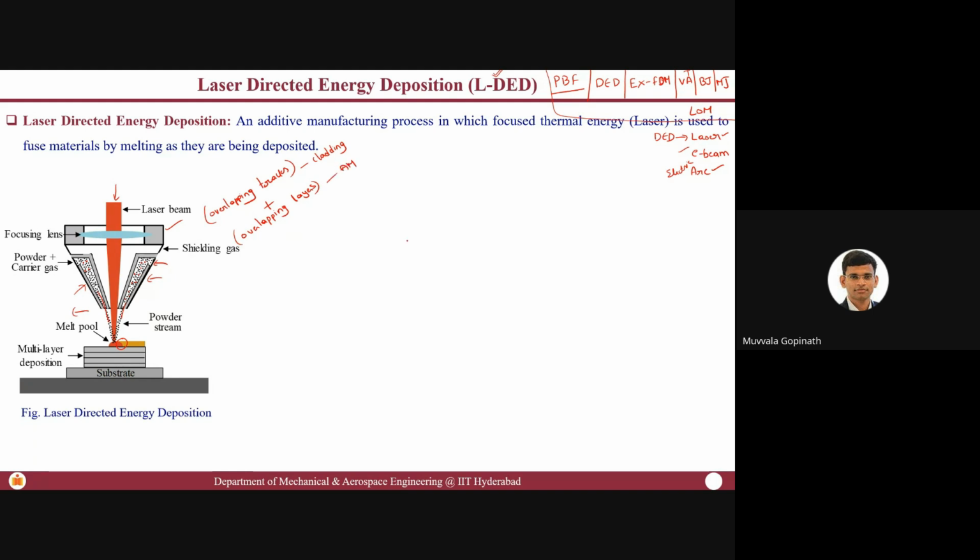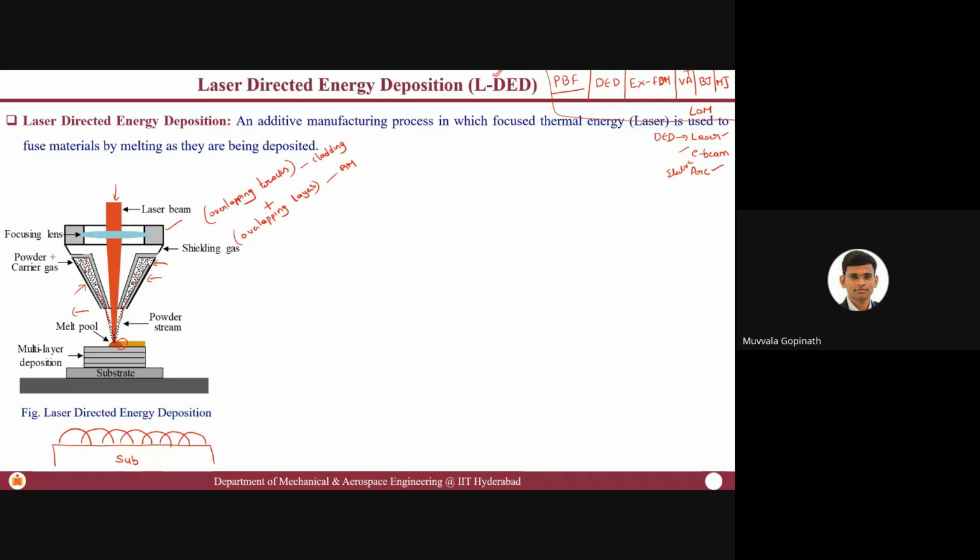Now, what do you mean by overlapping and overlaying? Just for your understanding, what happens in additive manufacturing? First, you deposit one bead, and to cover an entire surface, you keep overlapping the single beads. And below this, what you have is your substrate. Okay, this is your substrate.